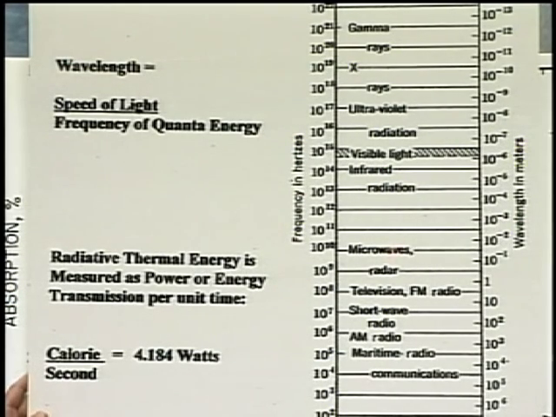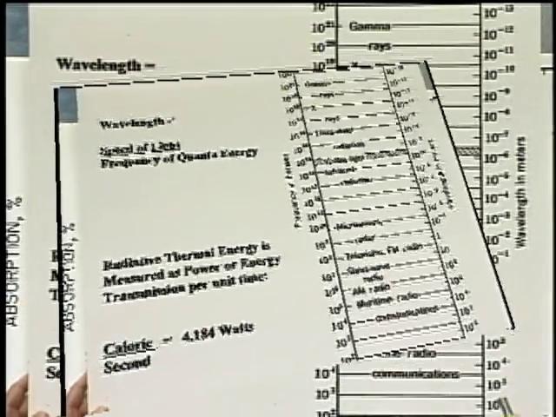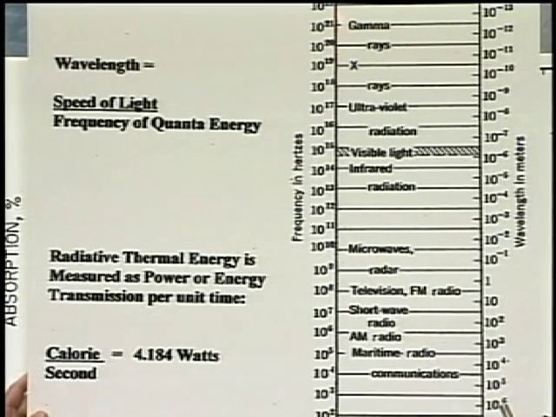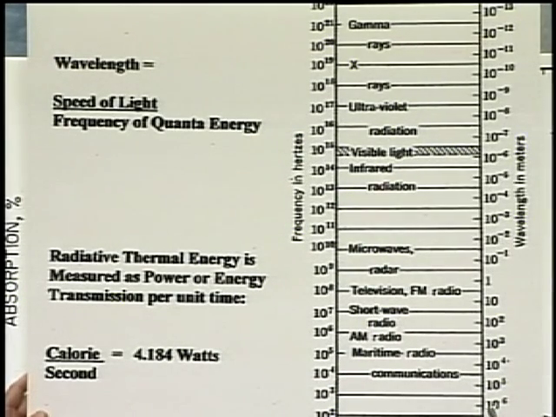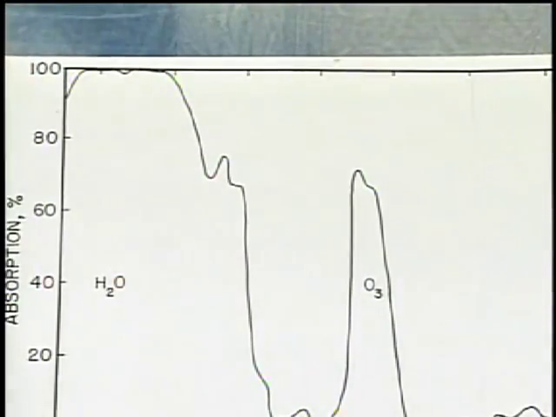And we go down from there into microwaves, radar, television, shortwave radio. The real low energy stuff is at the bottom. So the shorter the wavelength and the higher the frequency, the more energy is available. And the longer the wavelength and lower frequency, the less. Infrared lies right into here, and that's what we'll take a look at in our next graphic.